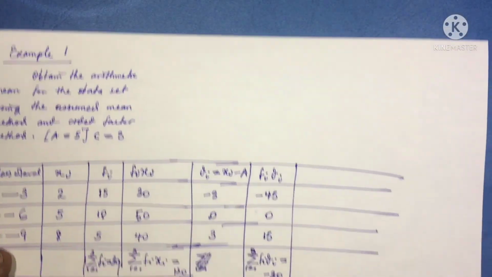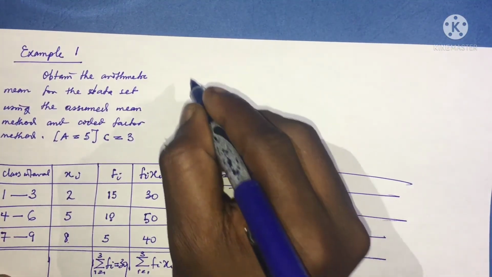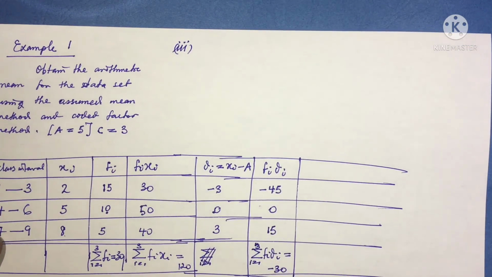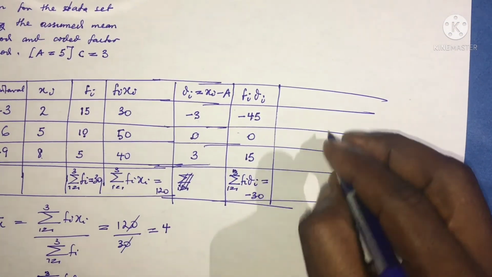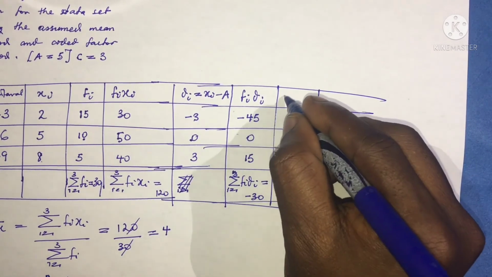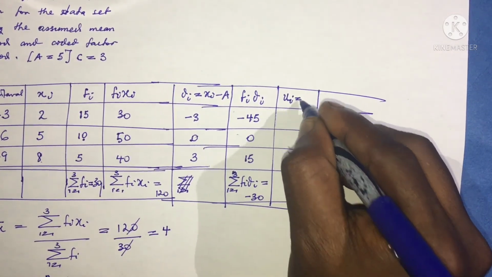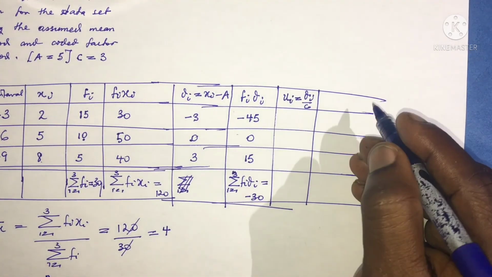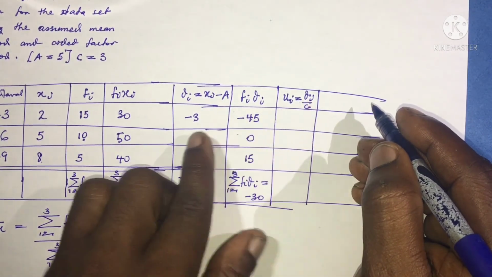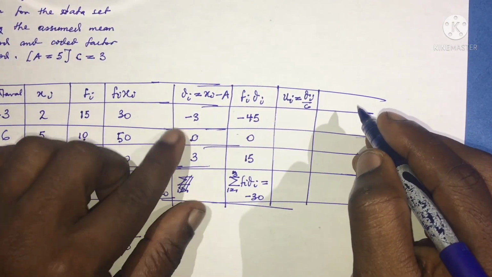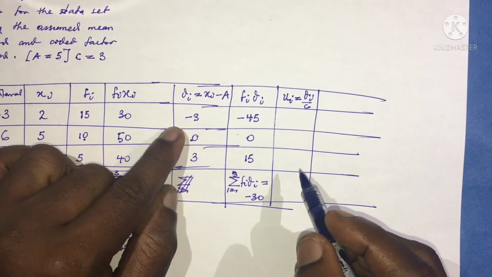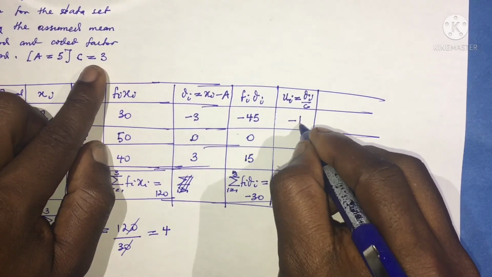Now let's come over to part III, obtaining the arithmetic mean using the coded factor method. So let's come again to this table. We are going to develop, to start with, a column for ui, and ui will be equal to di all over c. Now, di over c means whatever we get as our di, we divide it by c. So what did we get as our di here? It was minus 3, and our c is 3. So minus 3 divided by 3 will give us minus 1.